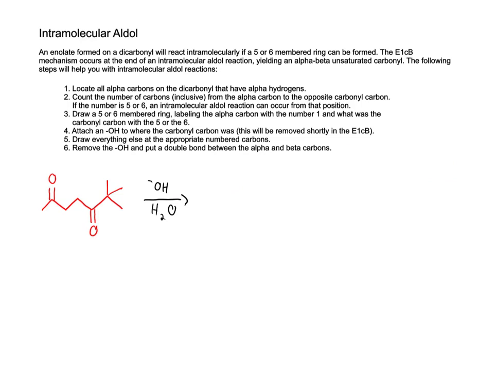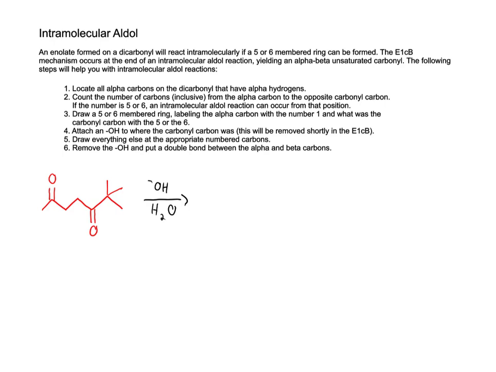For intramolecular aldol reactions, an enolate formed on a dicarbonyl will react intramolecularly if a 5 or 6 membered ring can be formed. The E1CB mechanism occurs at the end of intramolecular aldol reactions, yielding alpha-beta unsaturated carbonyls. So I have some steps listed here to help you with intramolecular aldol reactions.